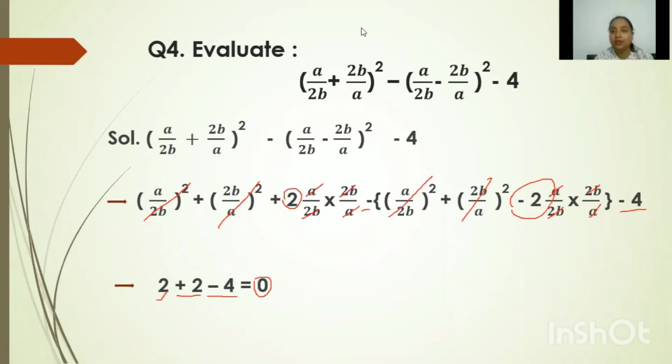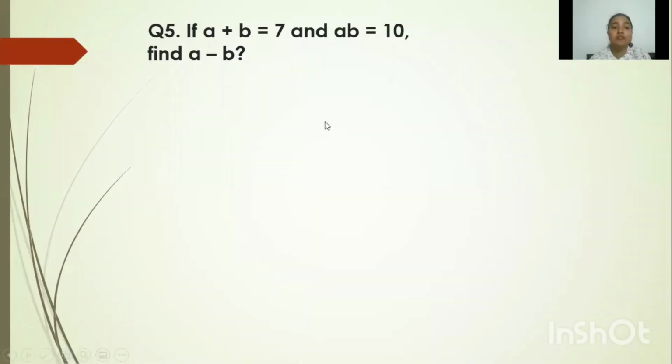Let me clear the drawing, otherwise it will be there in another question as well. So if a plus b equals 7 and ab equals 10, then find a minus b. Looking tricky, right? But it is very easy. Look at here.